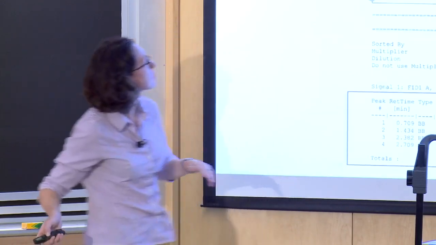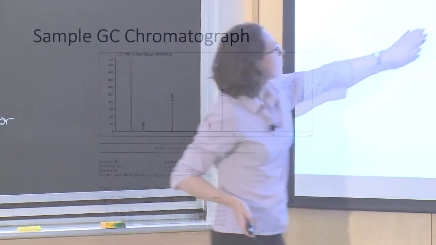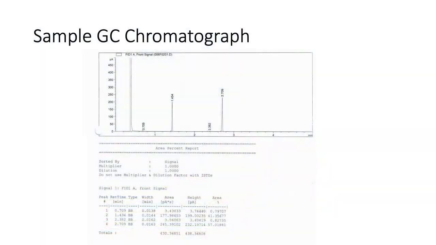So I can't go backwards. Oh, there it is. So for this peak, you would say your retention time is 1.434, and then you would want to go halfway up the peak and then take the width of that peak, which is going to be a very small number. And the best way to do this is to probably use a ruler and actually measure physically the height of the peak and then measure the width at the halfway point.